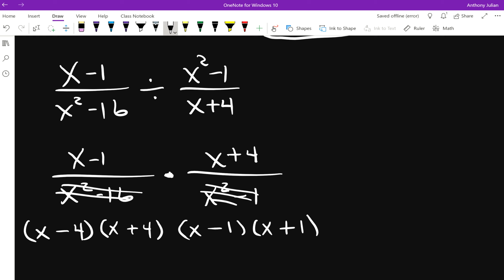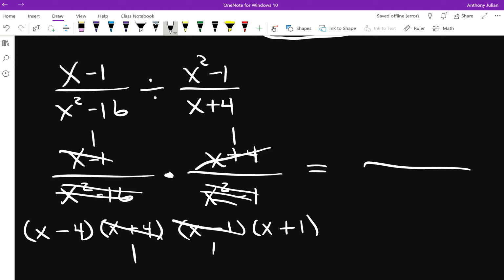And before I multiply all this across, I want to do my canceling. Here I've got an x minus 1, and here's an x minus 1, so those over each other become 1s. And on this side, I've got an x plus 4, which is going to be a 1, and this x plus 4 would be 1. Okay, everything's canceled that I could possibly do.